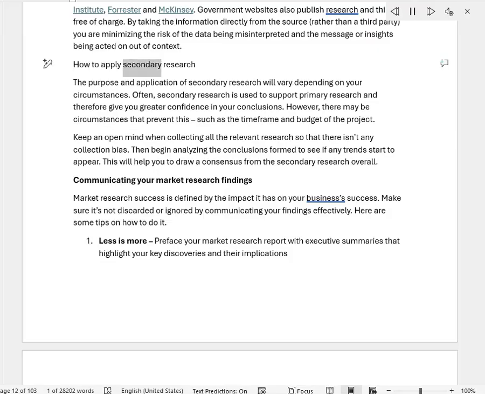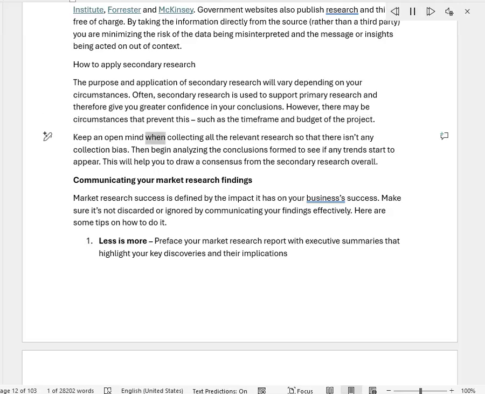How to apply secondary research. The purpose and application of secondary research will vary depending on your circumstances. Often, secondary research is used to support primary research and therefore give you greater confidence in your conclusions. However, there may be circumstances that prevent this, such as the time frame and budget of the project.